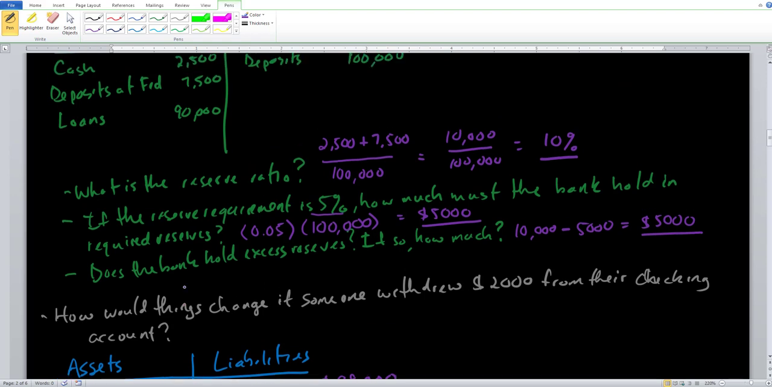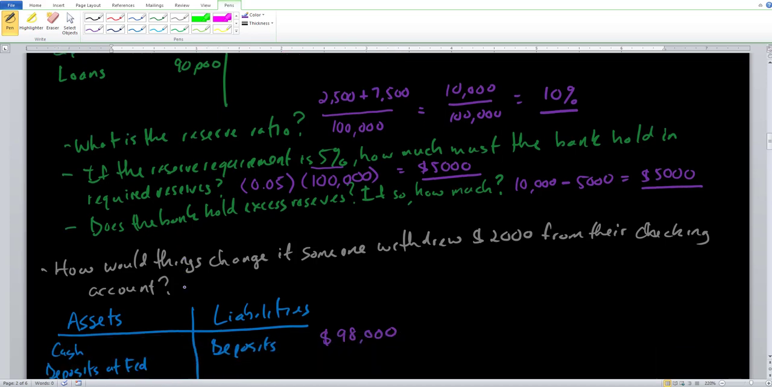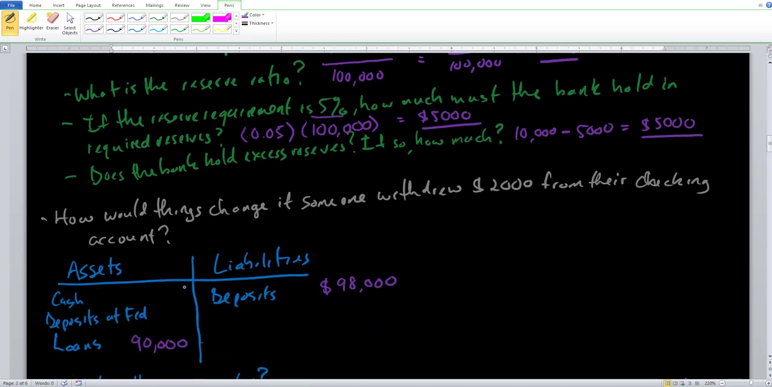So in terms of cash or deposits at the Fed, because they are both seen as reserves, it doesn't really matter where the bank takes out the $2,000. It can be all from cash, it can be all from deposits at the Fed, or it can be a combination of the two. The problem will specifically tell you where to take out the money from these particular amounts in the reserves. Let's go ahead and say that the bank takes out $2,000 from the vault cash.